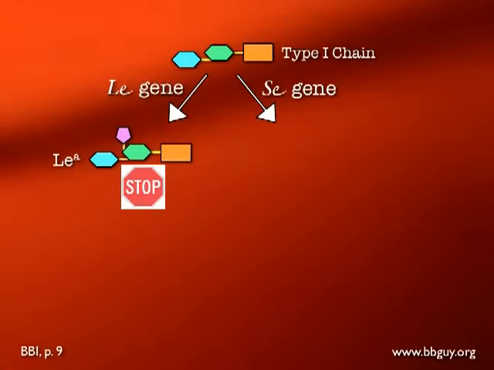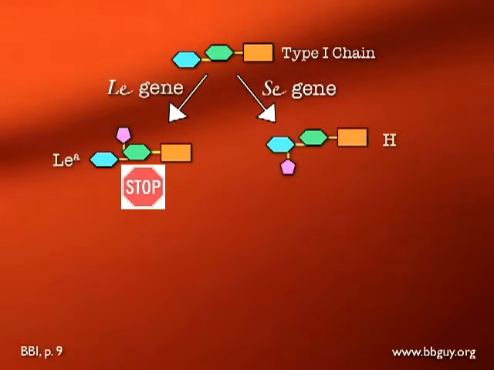Fortunately, the SE, or the secretor gene product, is better than the Lewis gene product and faster, so most of these type 1 chains are going to go down the pathway on the right, which is the SE gene pathway, the secretor gene pathway, and be changed into type 1H.